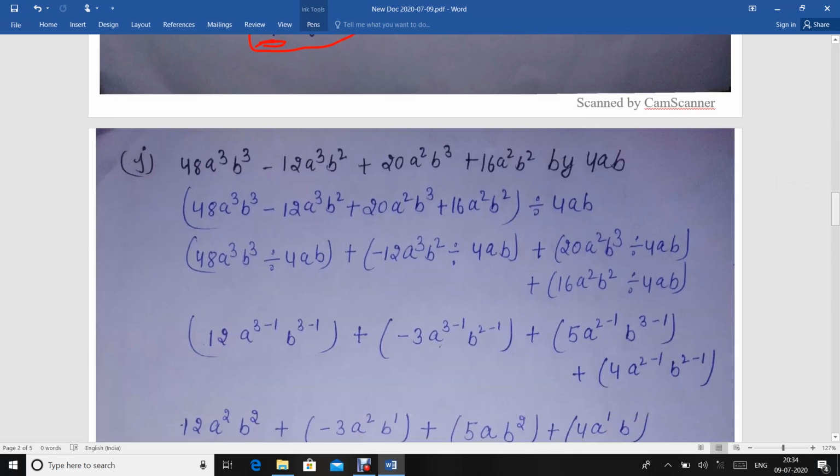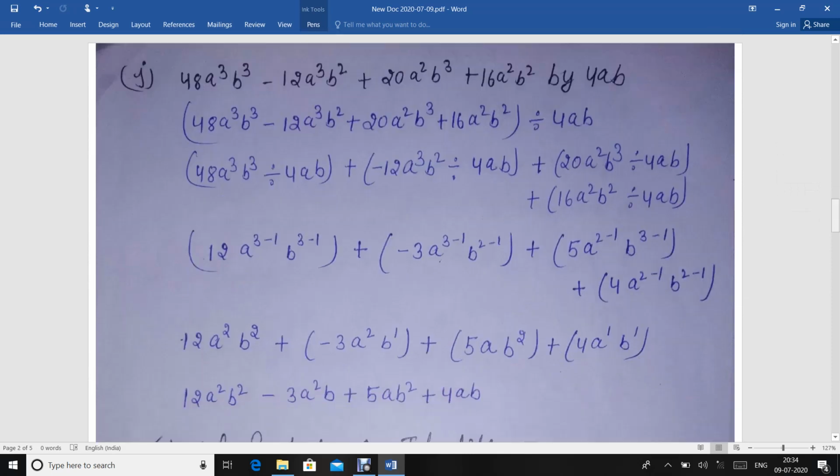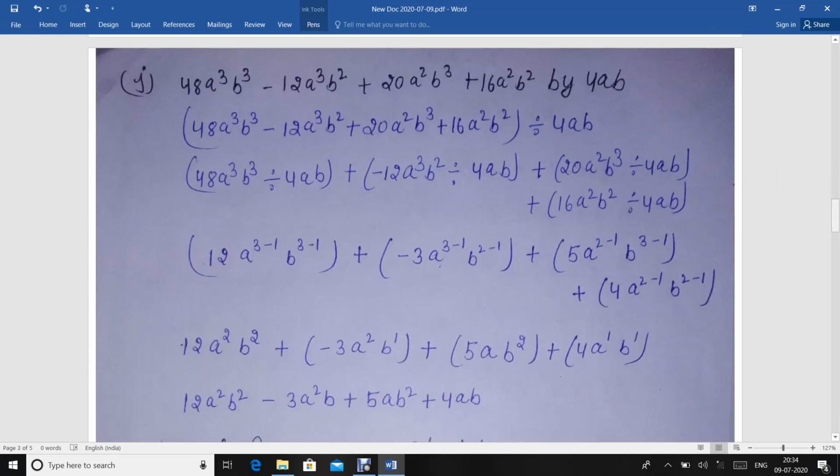Let us move towards the next question, and the next part is J part, which is saying 48a cube b cube minus 12a cube b square plus 20a square b cube plus 16a square b square by 4ab. Means you have to divide the whole algebraic expression by 4ab. To divide this you need to divide the terms individually by 4ab. The first term is 48a cube b cube. So you need to divide 48a cube b cube by 4ab. The next term is 12a cube b square with the negative sign.